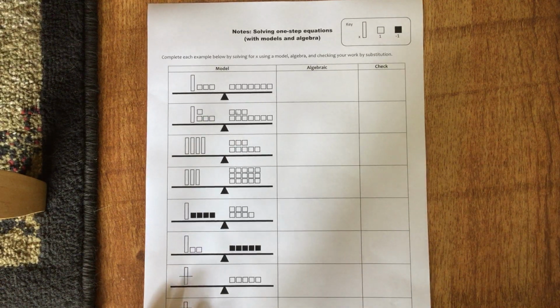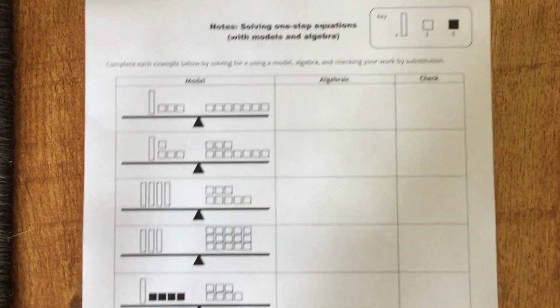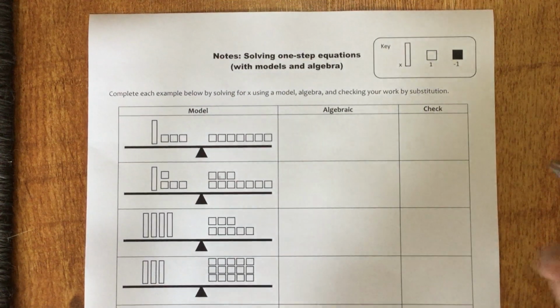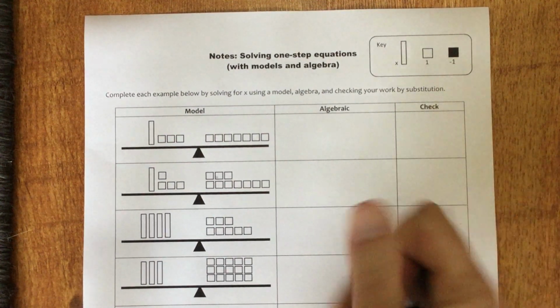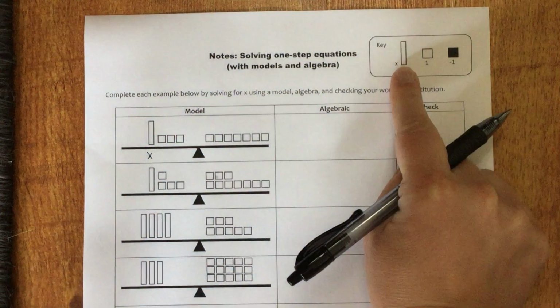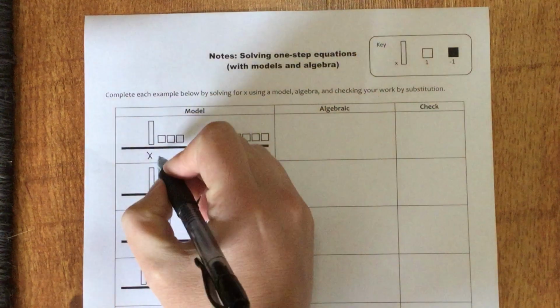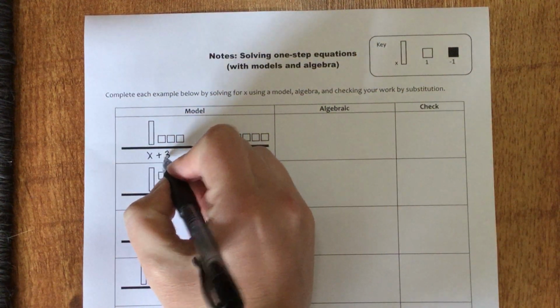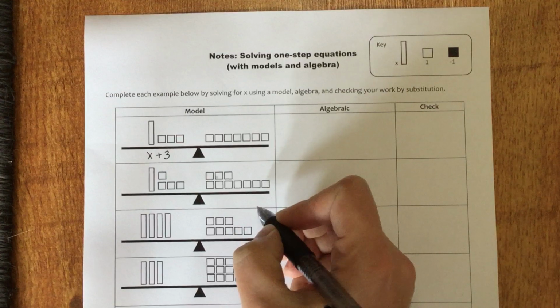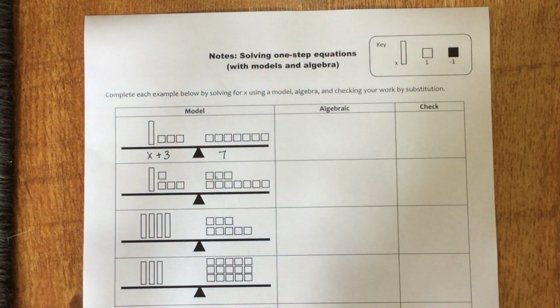For the first picture model, I see an example that is really similar to what we did on a previous set of notes. According to the picture model, I see a variable, x. I see unshaded squares, which will be positive constants or addition, and I see that it's balanced with 7.